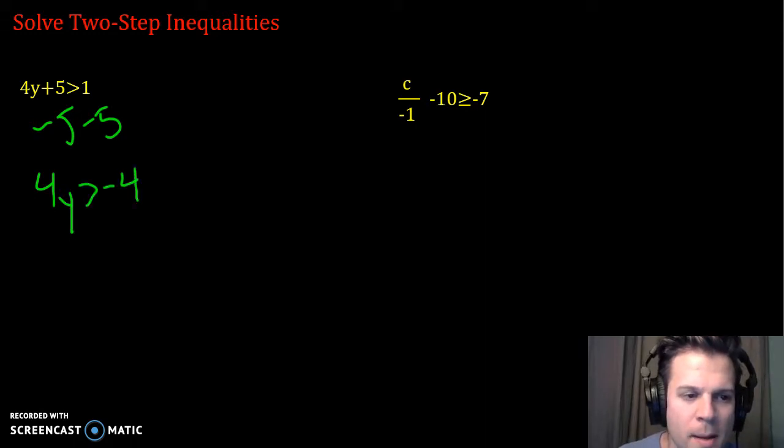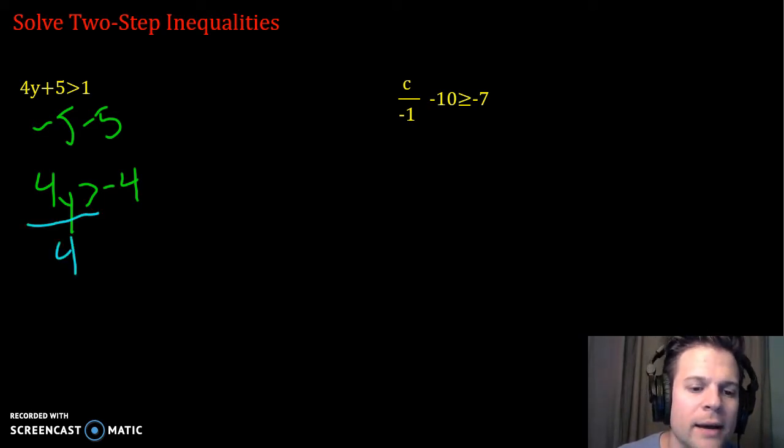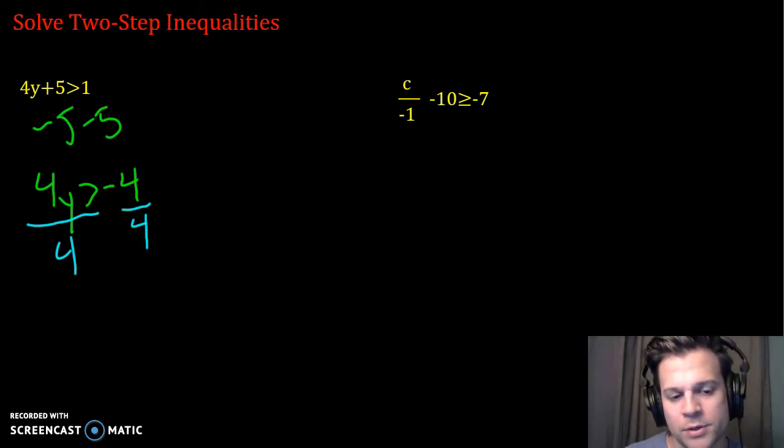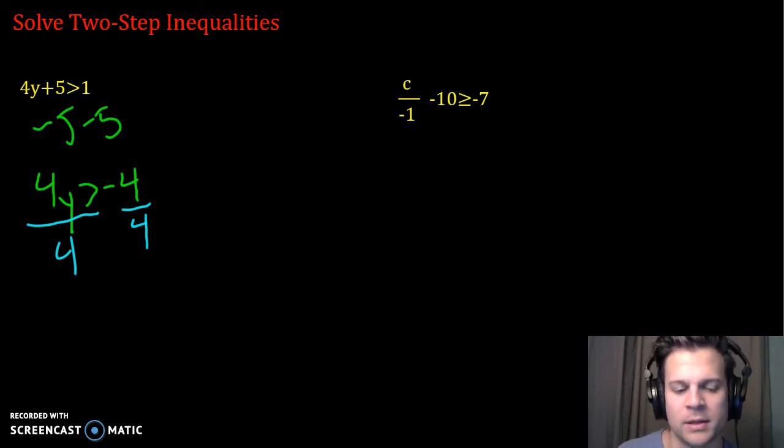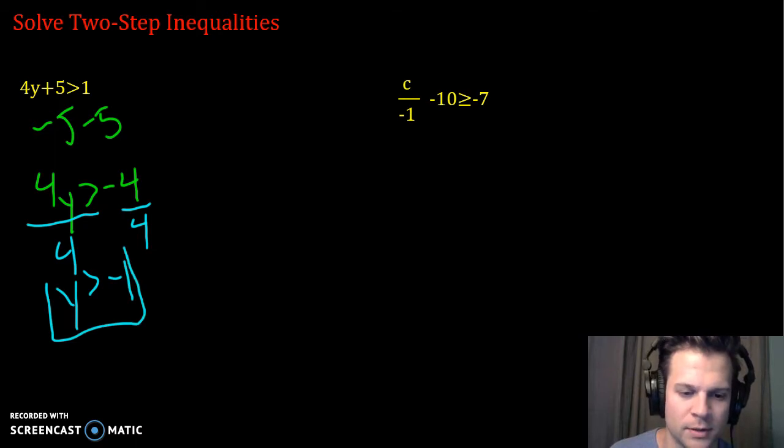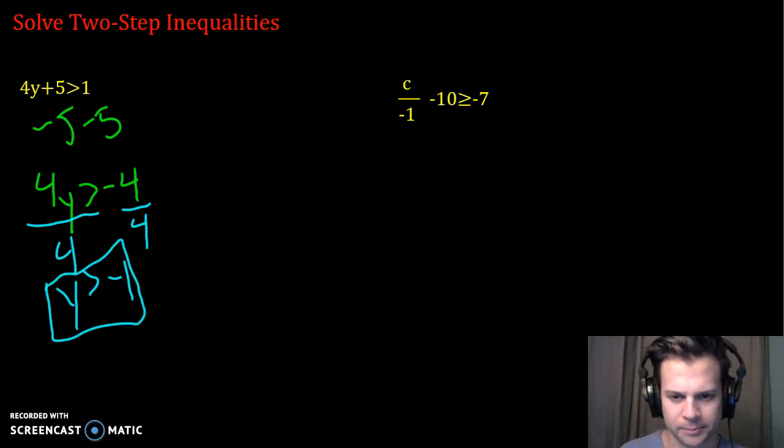Now this 4 is being multiplied times the y, so we're going to do the opposite, and that is to divide by 4. Now notice that the negative is over here on the right that we've already started with. This does not mean that we flipped a sign. The negative would have to have been the actual term that we move across the inequality statement. So we're left with y is greater than negative 1. That greater than symbol still stays the same. Over onto the next one.